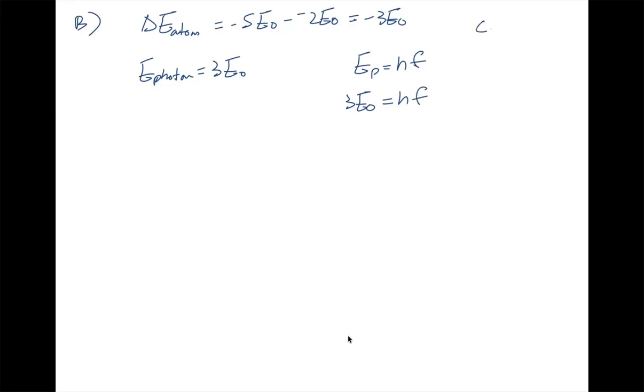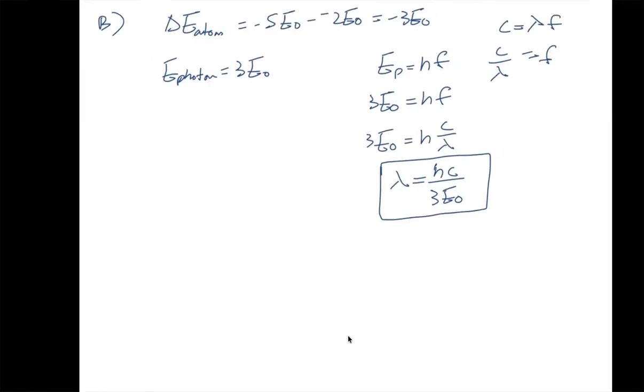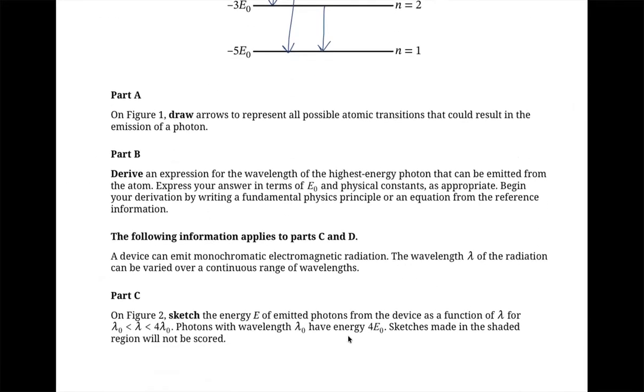We also know that photons travel at the speed of light, so we can set their speed equal to wavelength times frequency. Therefore, the frequency expression should be the speed of light divided by the wavelength. We'll substitute that here. And so therefore, the wavelength should just be Planck's constant times the speed of light divided by 3 E naught. I think that answers part B. Now on to part C.